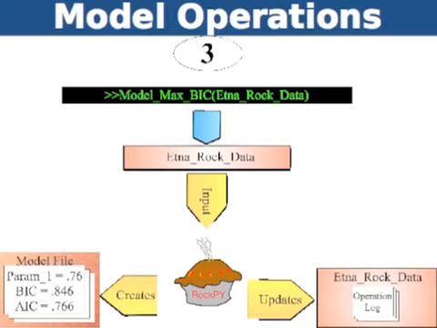The third operation is the model operation. Model operations take as input the rock data structure, and it outputs a model file. The model file contains the parameters for a mathematical equation that actually explains the data, and it also contains statistics regarding the correctness of this fit. And it also updates the op log within the rock data structure, so you know what kind of model you did and where the model file is stored.